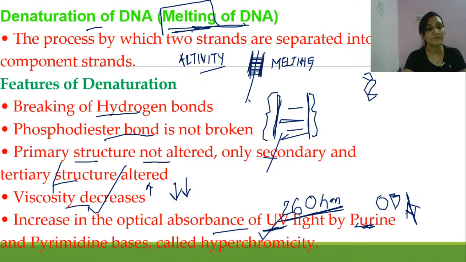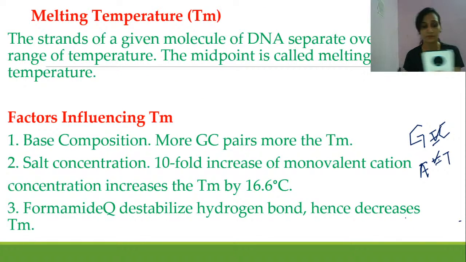Now, what are the factors which will be influencing this melting temperature? So, the first thing is GC pairs. GC are bonded together by triple bonds, and AT are bonded by double bonds. So, it is quite easy to break the double bond as compared to the triple bonds. Okay. GC will make the melting point higher, and a higher amount of AT will make the melting point lower.